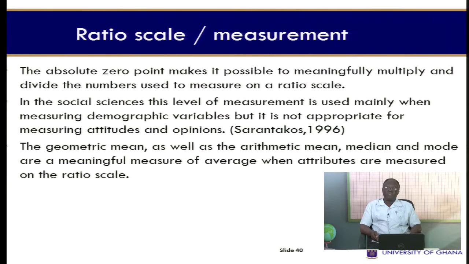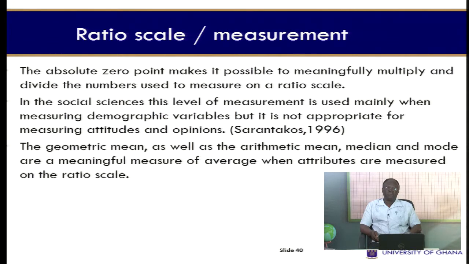What this means is that the 0 point on the ratio scale corresponds to a total absence of the property being measured. For instance, height, weight, and age are examples. We can have a situation where we have no age, no height, or no weight at all. Now, because there is an absolute 0, it is legitimate to compare the absolute magnitudes of the numbers. So the absolute 0 point makes it possible and meaningful to multiply and divide the numbers used to measure on a ratio scale.